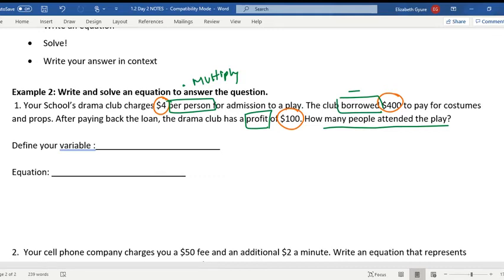So what letter would you like to use? Q. Say P. I don't know. None of us were sure. P equals number of people.